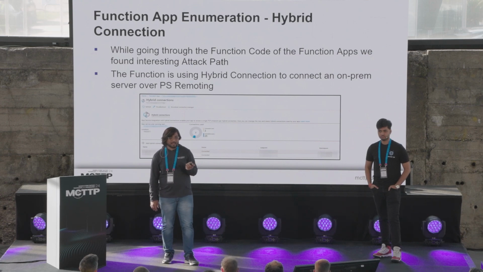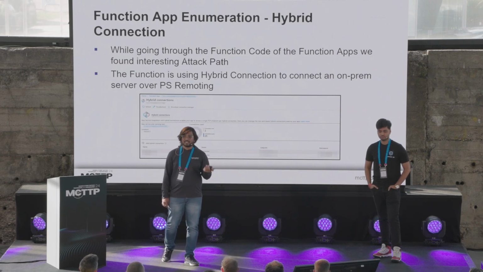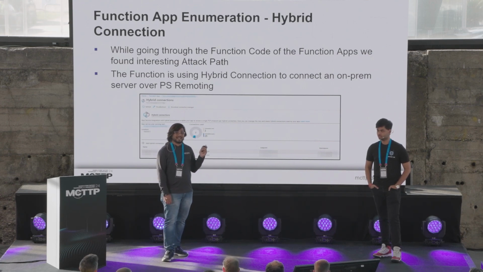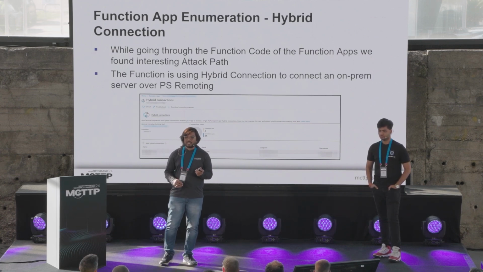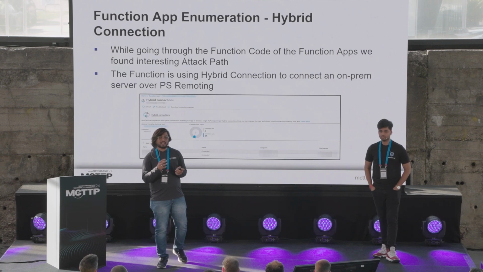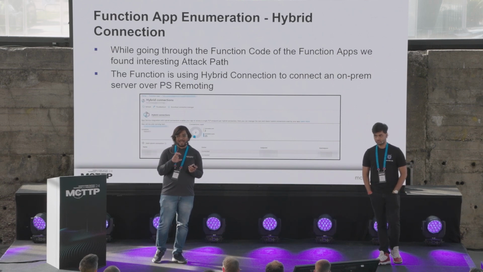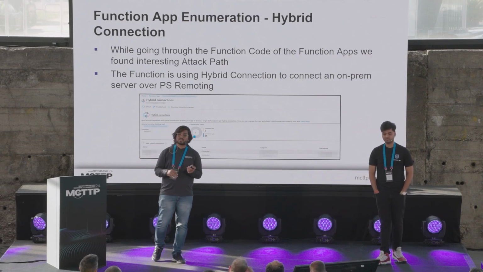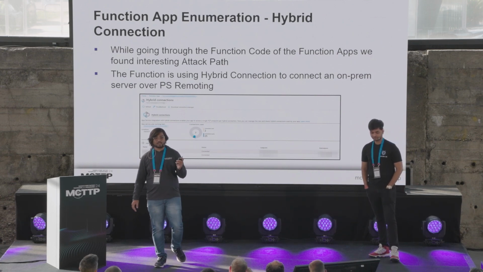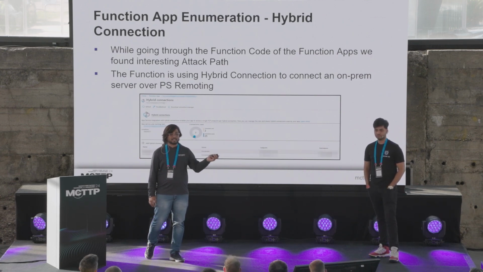And one of the function apps was very interesting, because when we started enumerating it, we found it has something known as a hybrid connection. Ideally, in app service and function app, hybrid connection is a feature which allows you to connect your cloud app service or function app to an on-prem resource or any other service hosted in any cloud environment. It could be AWS, Google, or any other cloud environment.